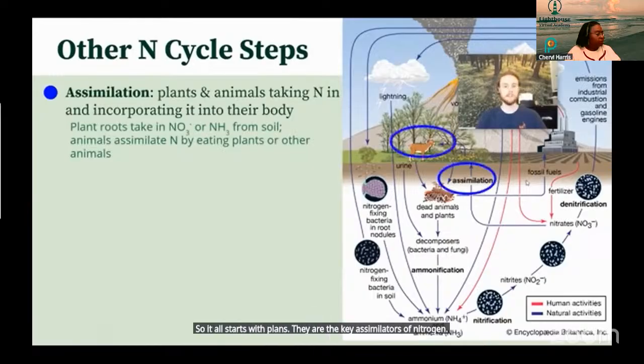So if we take a look at the diagram, we'll see in the blue circles here, nitrogen is going to move from the soil into plants' roots and into the plant's body, and then animals will eat the plant, and that's how they assimilate nitrogen.